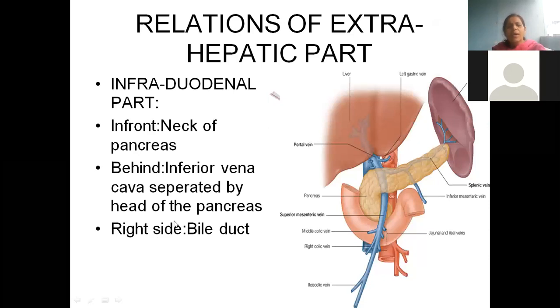Okay. So extrahepatic part, if you want to see the relations, duodenum is cut. Basically, duodenum has four parts: first, second, third, and fourth parts. First part is not shown here. Right in front, you see the neck of the pancreas. Behind, if you cut the portal vein, we will see inferior vena cava. Okay, and on the right side, it is related to bile duct.